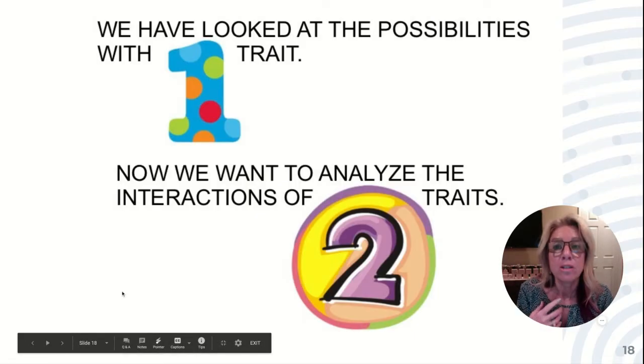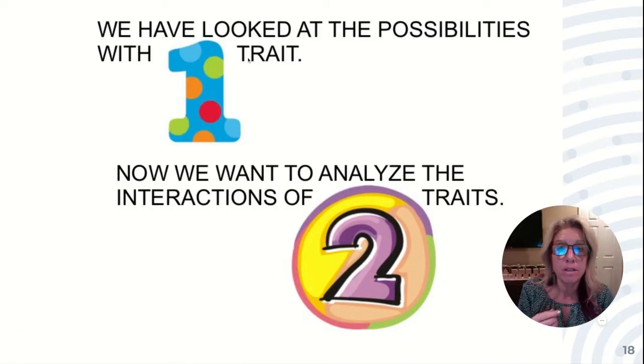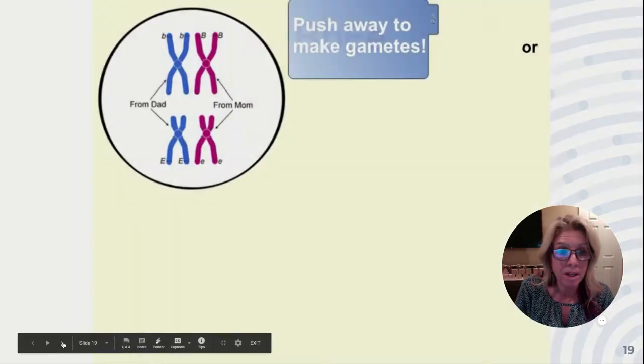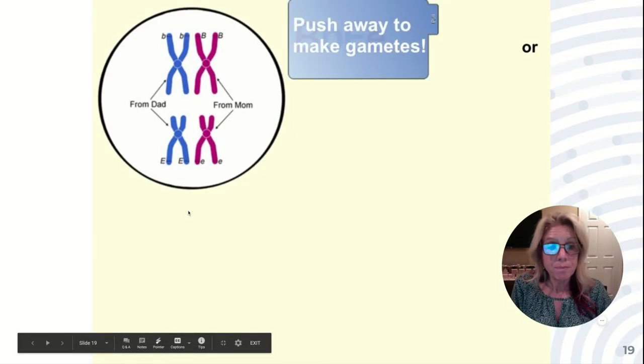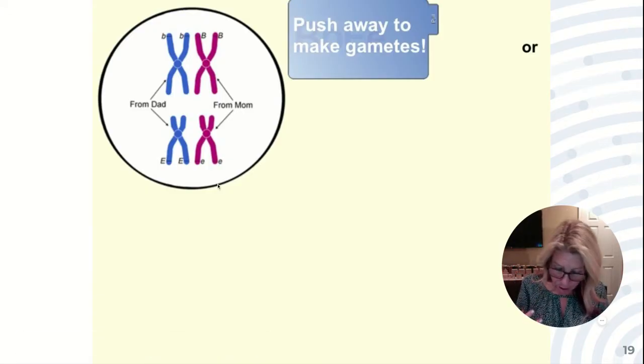All right. So we have looked already previously in a video at the possibilities of one trait. So now we want to analyze the interactions of looking at two traits combined together, like dark hair and dark eyes, right? I'm not just looking at eye color, and I'm not just looking at hair color. I'm combining those two, and what are the odds I would get that in my offspring? So if you look on your notes, this is where we're going to go in the notes. So law of independent assortment, this is under 11.2.